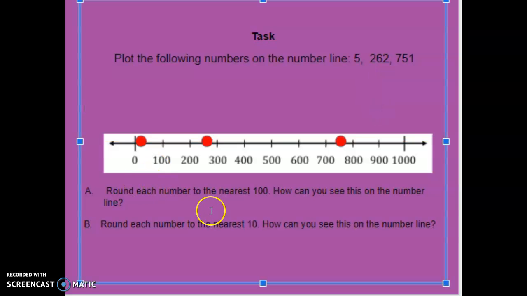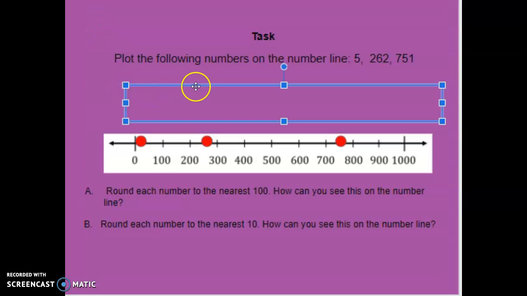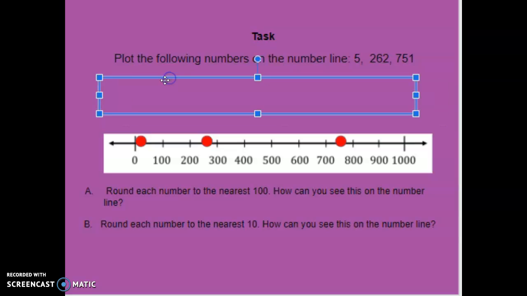Now, if I'm thinking about rounding this to the nearest 100, if I'm looking at a 5, is 5 closer to 0 or is it closer to 100? We know that if we're rounding to the nearest 100, 5 rounds to 0. And I'm going to put 100 up here, nearest 100, so that you know that's what we're rounding to.